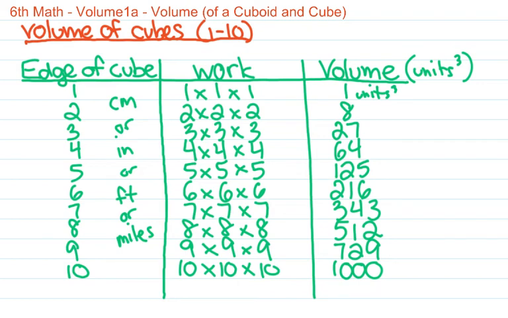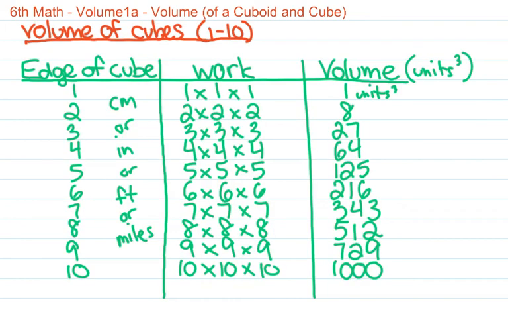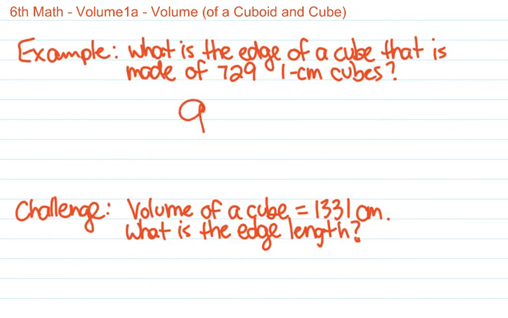But this next one is really basic. It's just asking for the edge of a cube that's made of 729 1 centimeter cubes. This could be a good question we ask you. What would be the edge of the cube that corresponds to 729? Oh, let's just look in our table and we can see it's right there. So it's a 9 centimeter cube, or 9 centimeter edge.